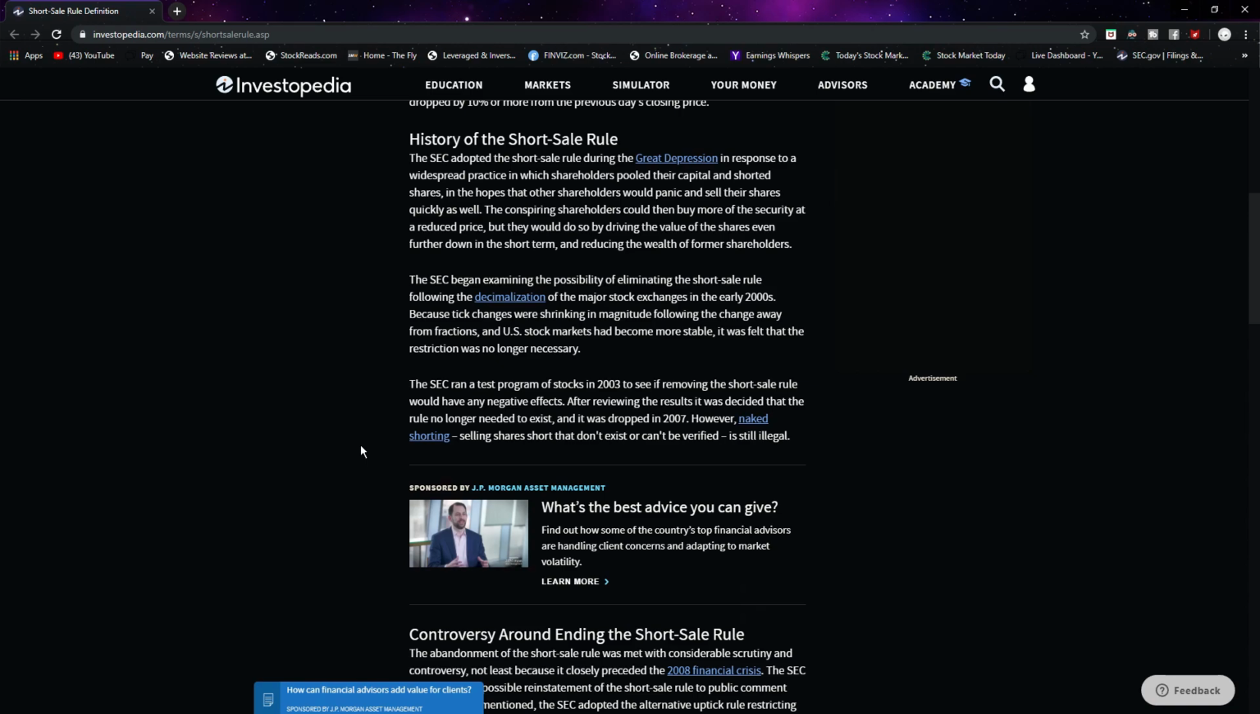The SEC ran a test program of stocks in 2003 to see if removing the short sale rule would have any negative effects. After reviewing the results, it was decided that the rule no longer needed to exist, and it was dropped in 2007. However, naked shorting, selling shares short that don't exist or can't be verified, is still illegal.